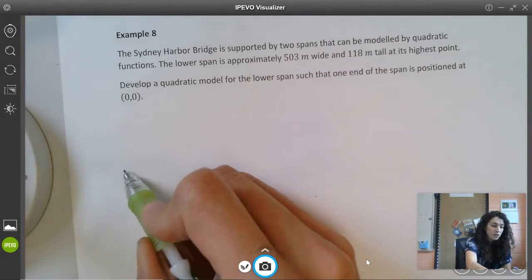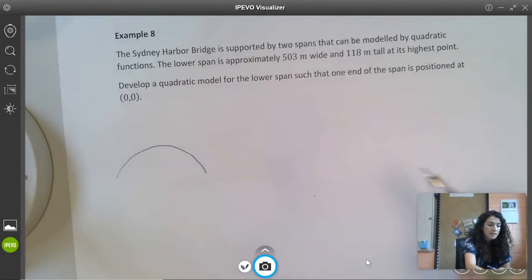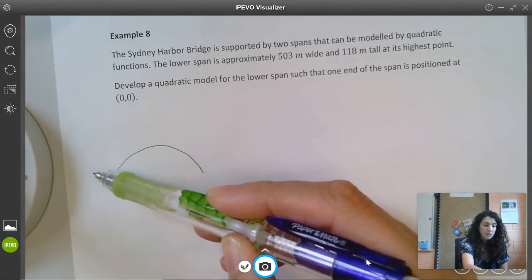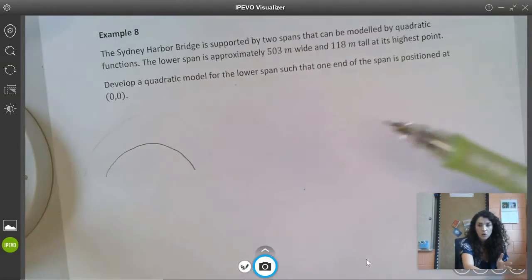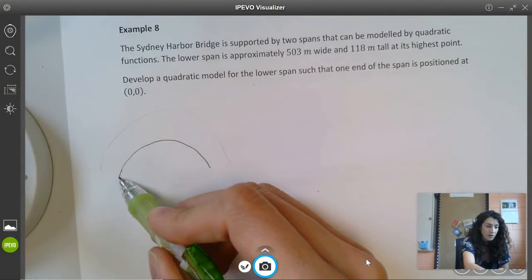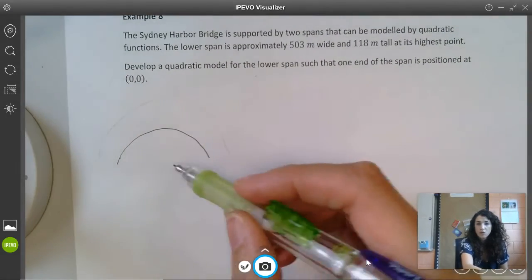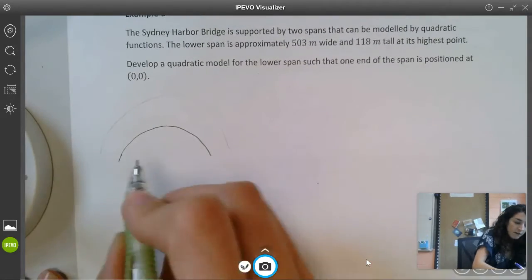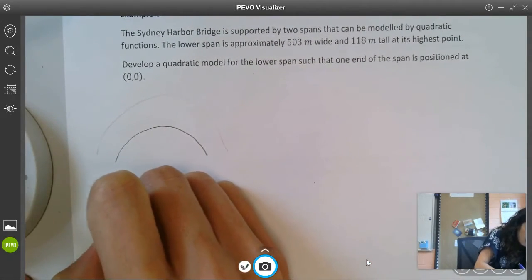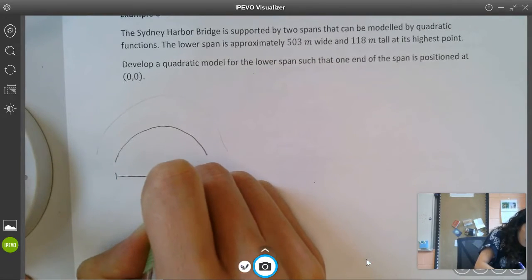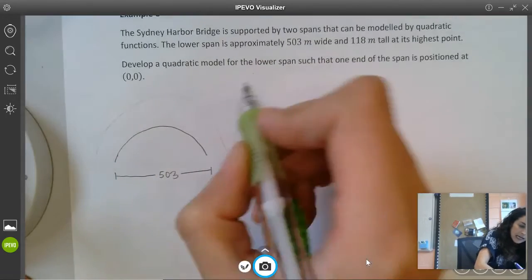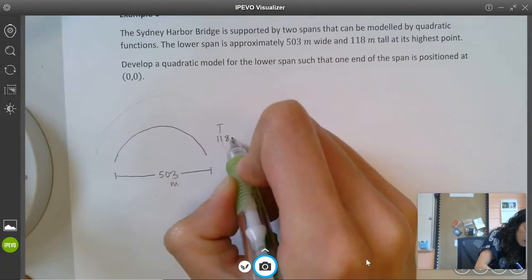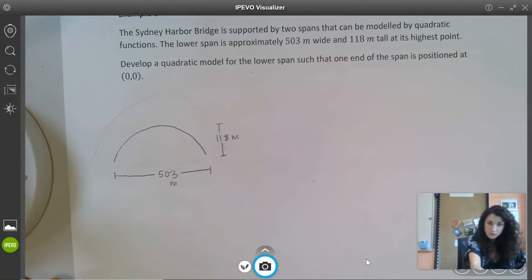We're talking about a bridge, so a bridge looks something like that. The lower span means like you have a bridge bottom and you have a bridge top, and it's talking about the lower part of the bridge. So that's the vocabulary there that you might not understand. But we're just talking about the lower part. And it says that it is approximately 503 meters wide and 818 meters tall.